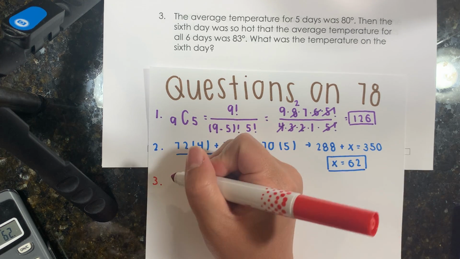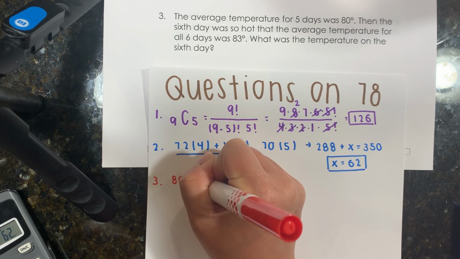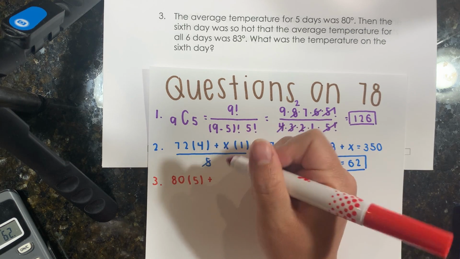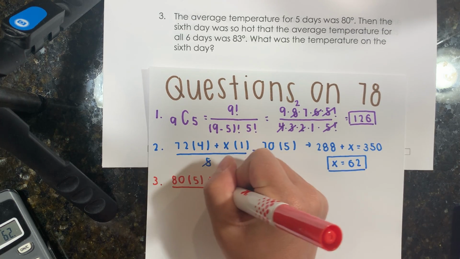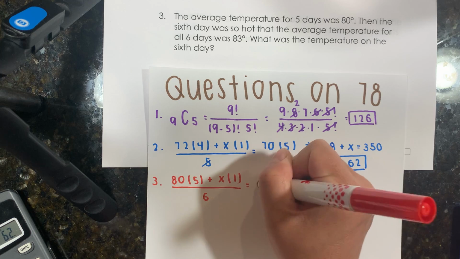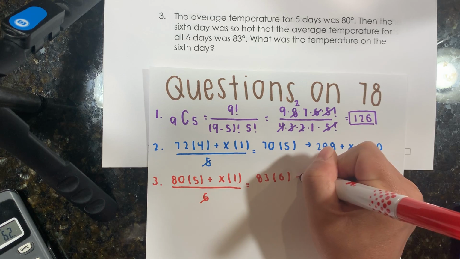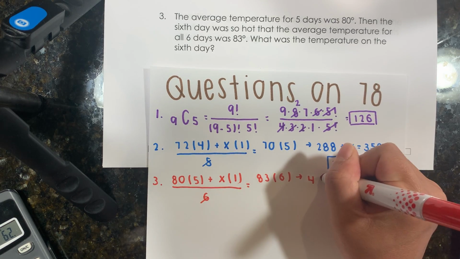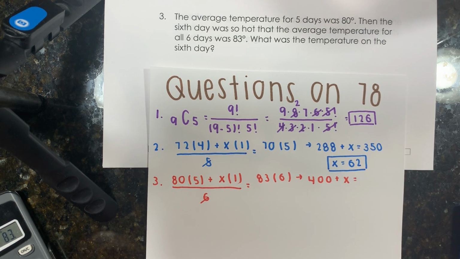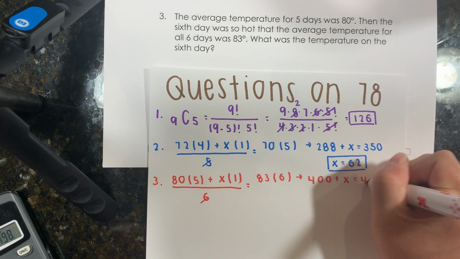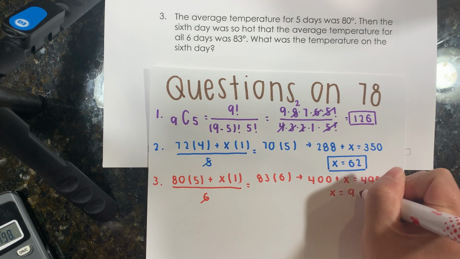So what we're going to do is, again, the temperature was 80 times 5. On the last day, it would be 1 day, and we don't know what that temperature is, so it would just be x times 1 divided by 6 days, and the average would be 83. Again, multiply the 83 times 6, which would give us 400 plus x is equal to 83 times 6, which is 498. And therefore, the temperature would have been 98 degrees.